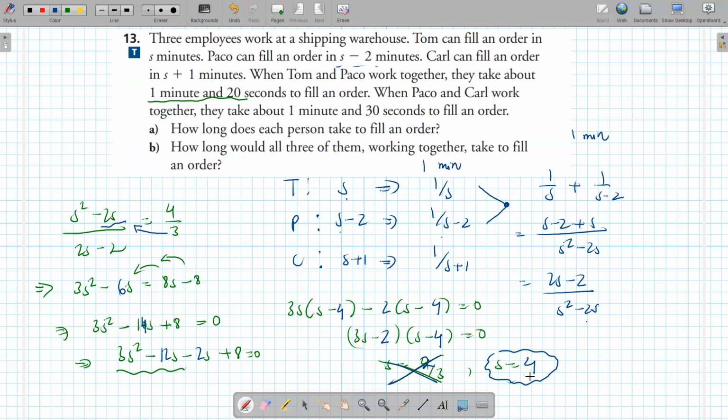So s is 4. So that means this guy takes 4 minutes. This guy takes 2 minutes. This guy takes 4 plus 1, 5 minutes. That's the answer to part A. Part B, how long would it take all three of them working together to fill the order?